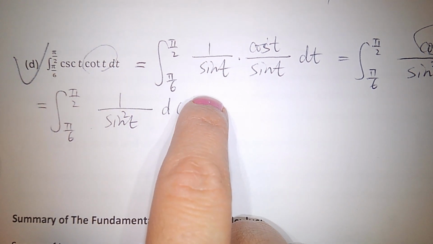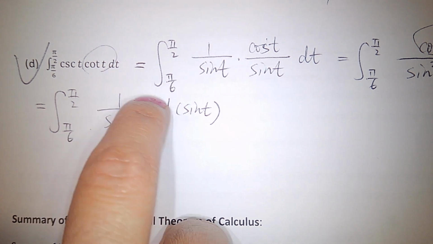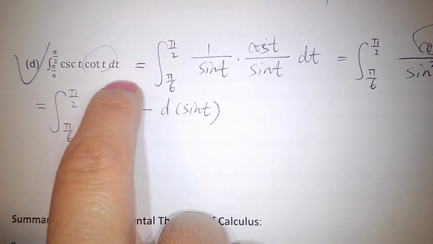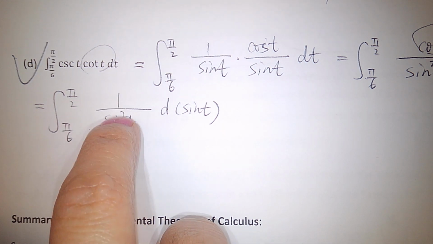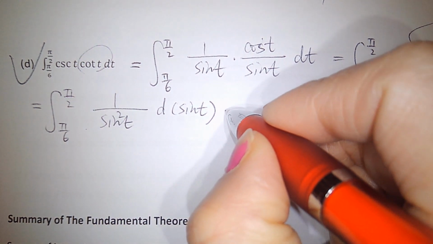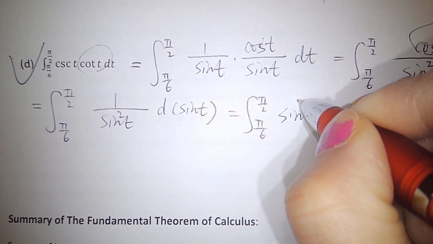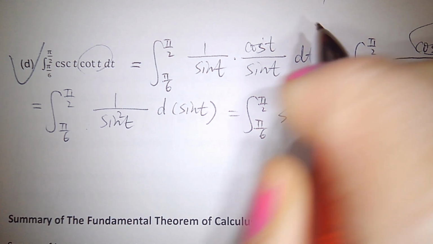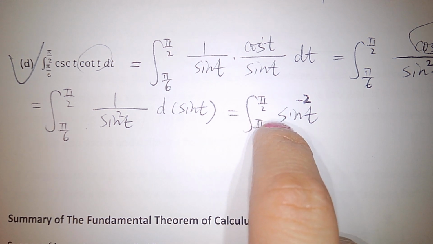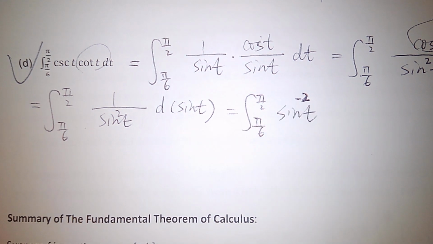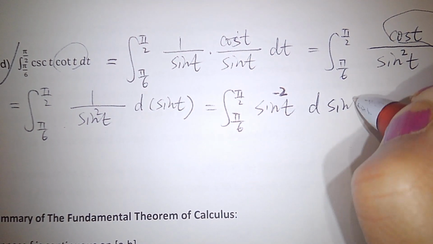And now you see, the variable is not t anymore, it becomes sine of t. And then this is a function of what? Sine of t. So we only need to find the antiderivative for what? 1 over sine of t squared. Okay, so what is 1 over sine of t squared? From pi over 6 to pi halves, I would say this is sine t to the power of negative 2. Agree with me? 1 over sine of t squared can be written as what? Sine of t to the negative 2, right? Okay, d of sine of t.